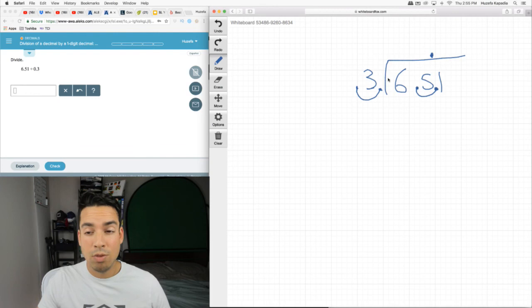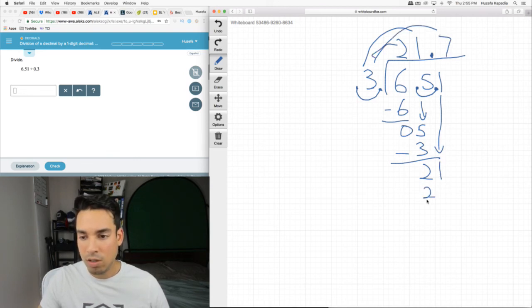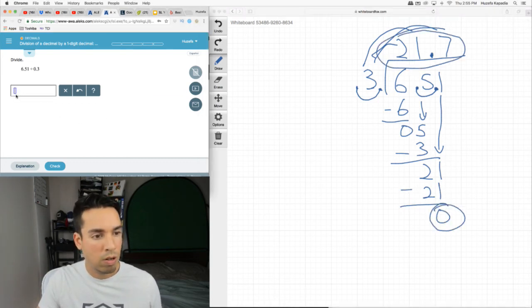And now we just do the division as regular. 3 goes into 6 twice. 2 times 3 is 6. Subtract, we get 0. Bring down a 5. 3 goes into 5 once. Multiply. Subtract, 5 minus 3 is 2. And then bring down the 1. 3 goes into 21 7 times. 7 times 3 is 21. And we get a remainder of 0. So our answer is 21.7.